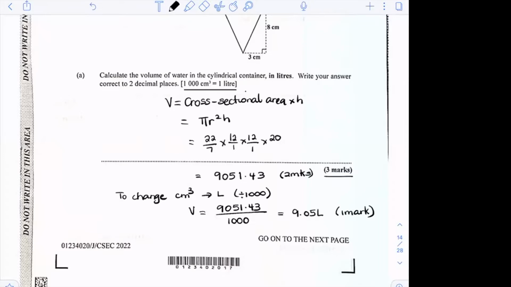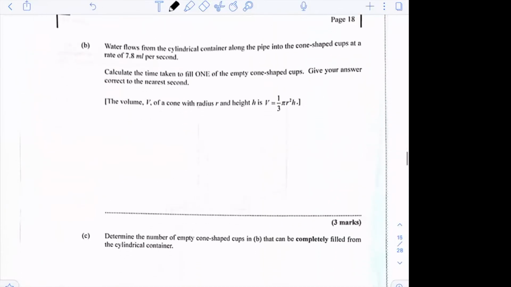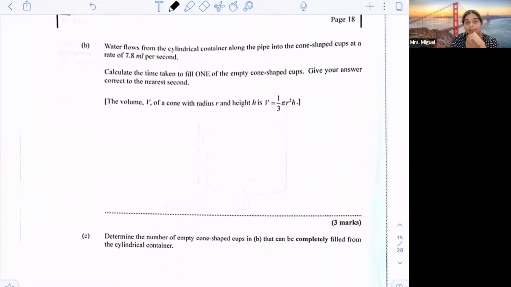Yeah, miss. Let's continue. Water flows from a cylindrical container along the pipe into the cone-shaped cups at a rate of 7.8 milliliters per second. Calculate the time taken to fill one empty cone-shaped cup. Give your answer correct to the nearest second.